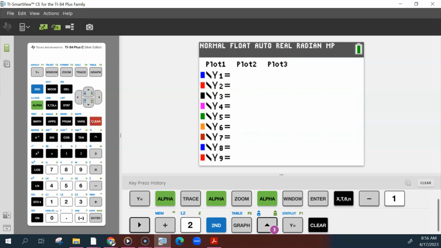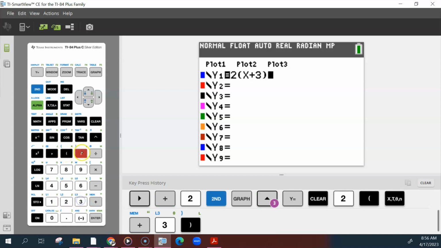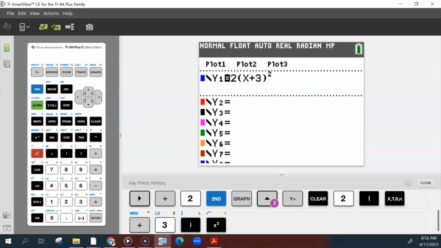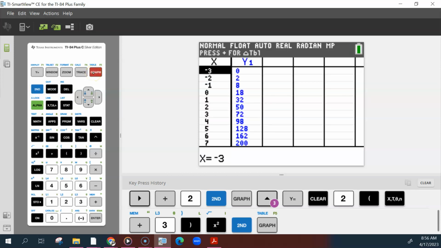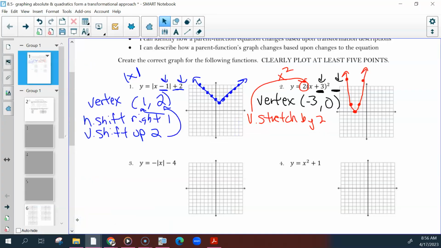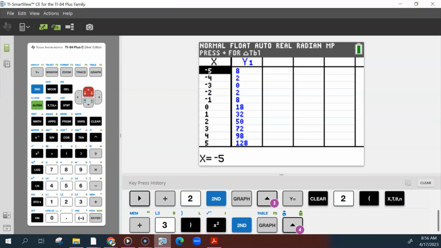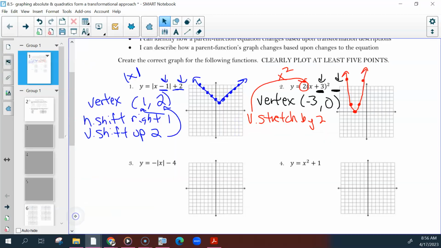I'm going to get rid of this and type in 2 parentheses x plus 3 squared. Go back into the table, second graph, find my vertex at negative 3, 0, and my points should match. Negative 4, 2, and negative 2, 2. And negative 5, 8, and negative 1, 8.